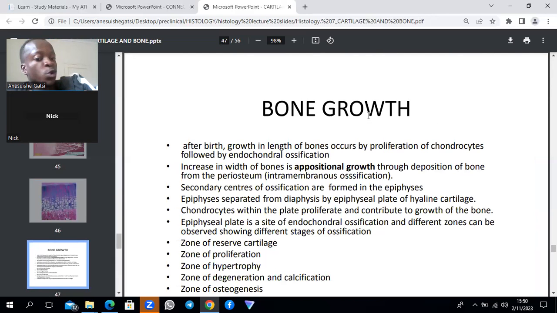Then in terms of growth, bone grows by appositional growth. How does appositional growth happen? Osteoprogenitor cells migrate from the periosteum. Yes, from the periosteum. Same way appositional growth in cartilage was happening from migration from the perichondrium. Okay.